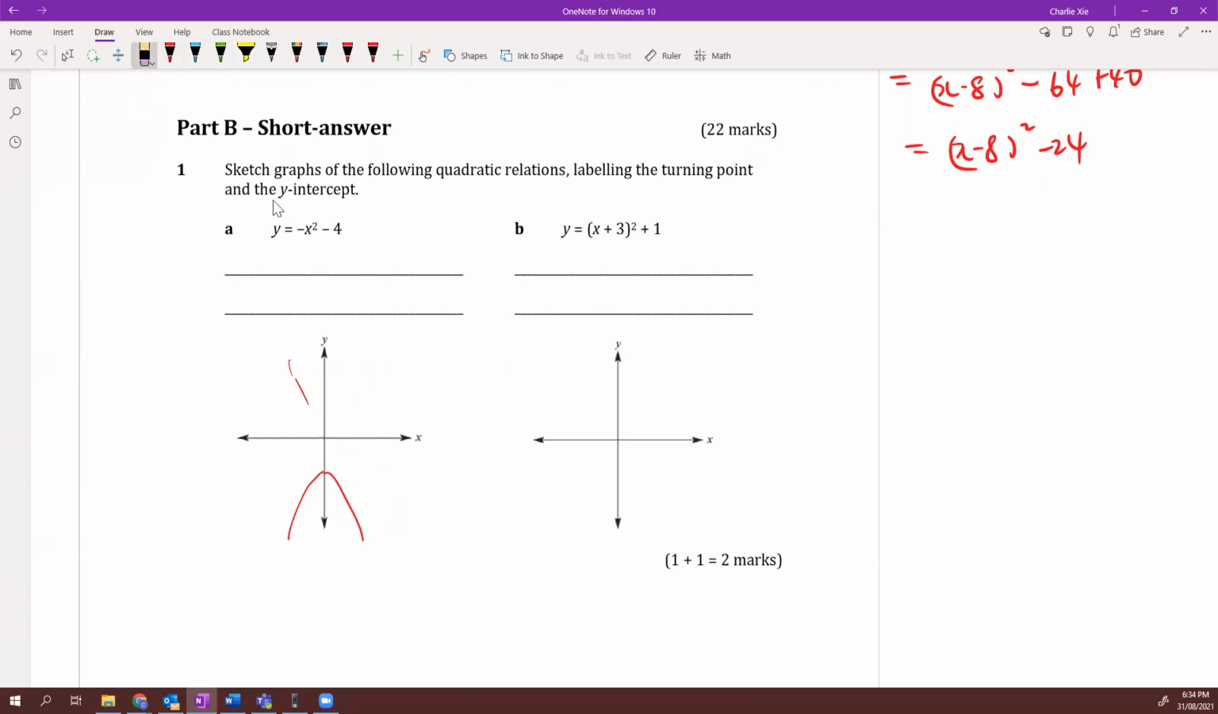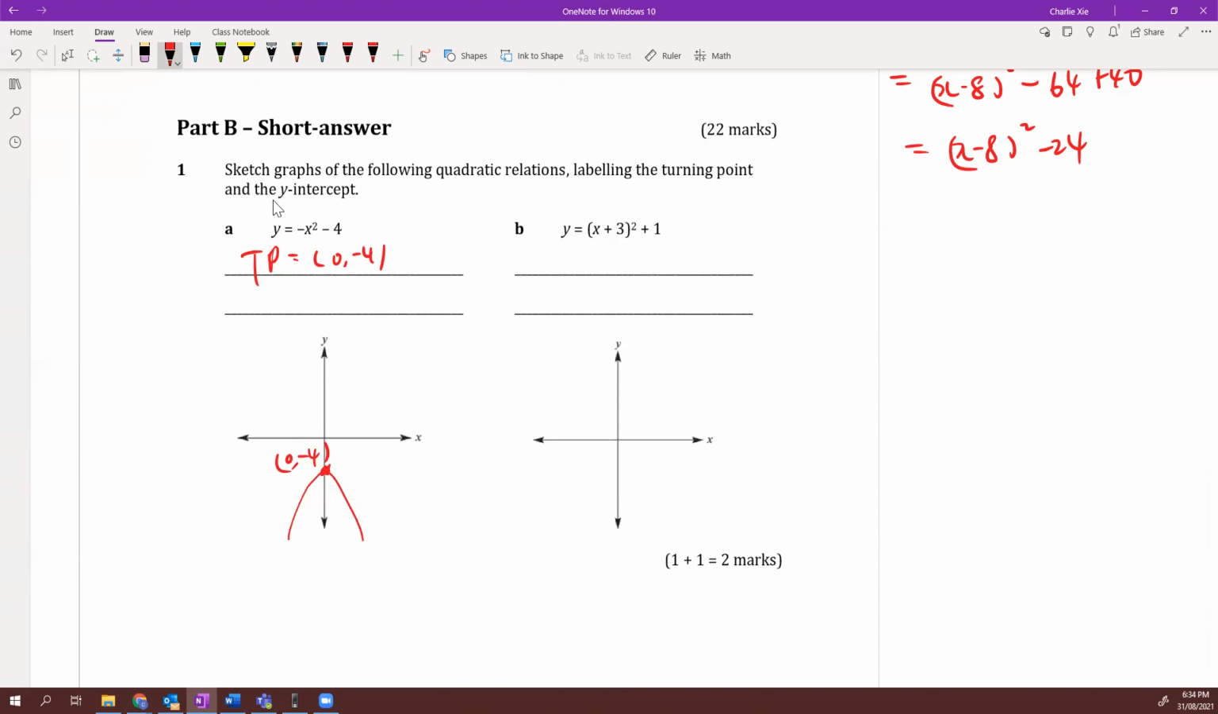Okay, so of course you need to use your pencil, so you can erase the irrelevant graph. So -4 here, and that's your y equals -x squared minus 4. And we need to label the turning point. So the turning point equals 0, -4. Okay, 0, -4.